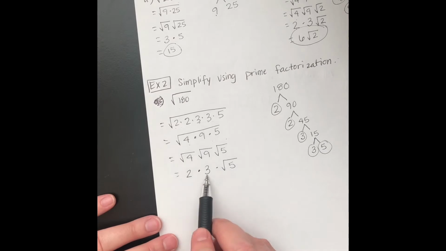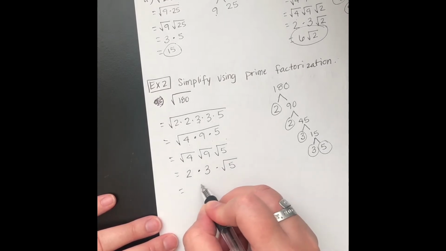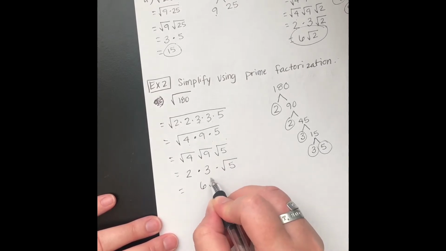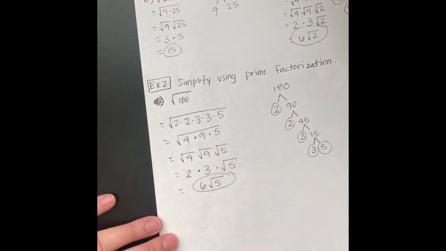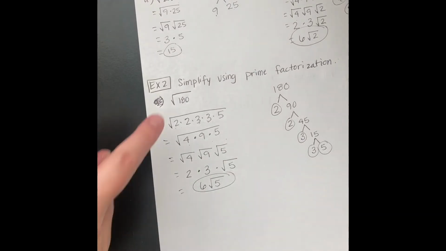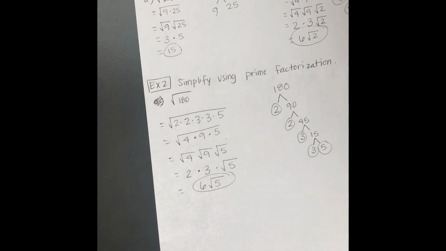Okay, multiply these together. 2 times 3 is 6. And then under the radical, 5. We just leave it here. 6 times the square root of 5 is the same thing as the square root of 180. 180 is not a perfect square.